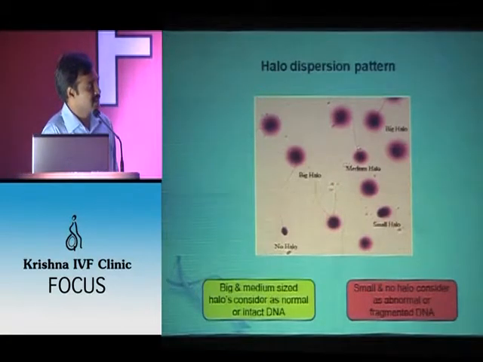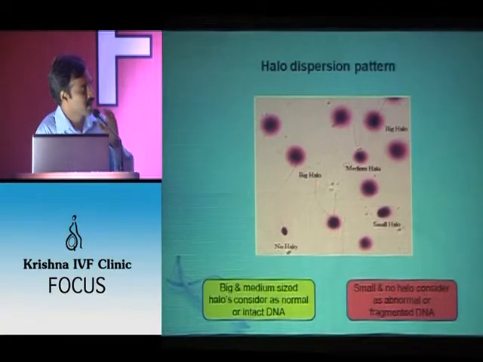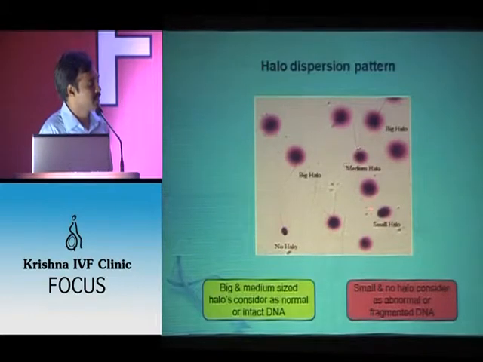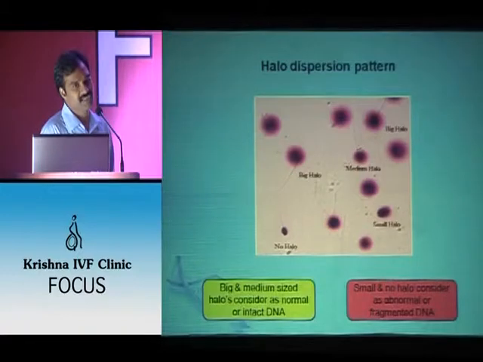So, this is the final analysis of the SCD method, where you can see spermatozoa with different halo dispersion. Here you can see big halo and medium size halo and small halo and no halo. So, the big sized halo and medium sized halo is considered as normal or intact DNA, whereas small halo and no halo is considered as abnormal or fragmented DNA.